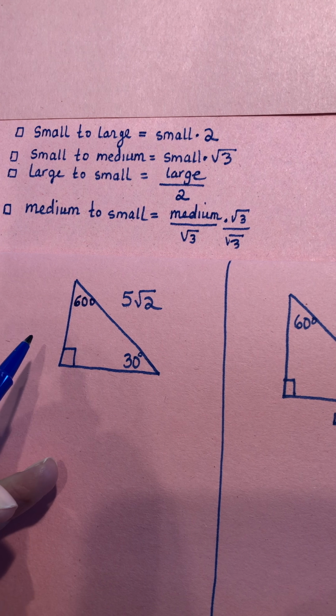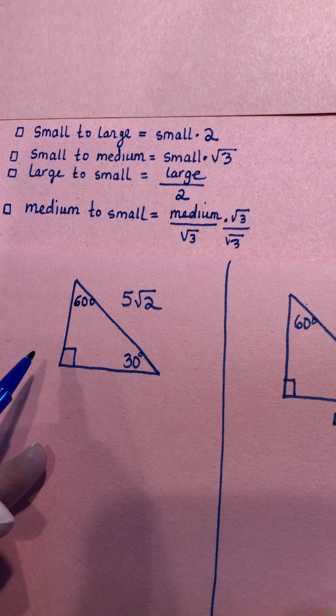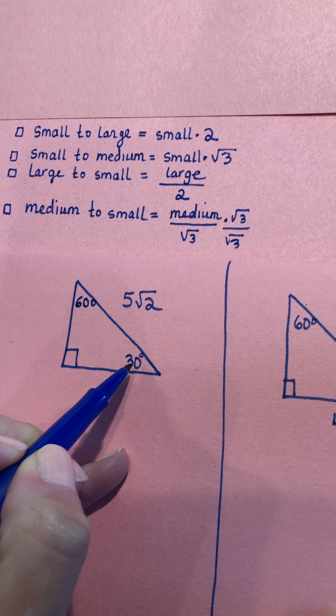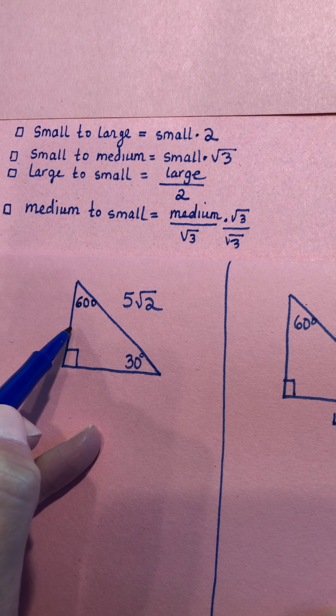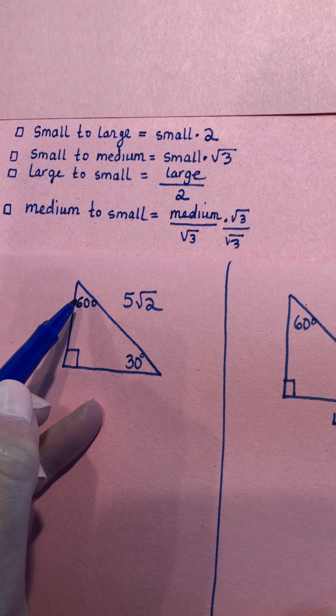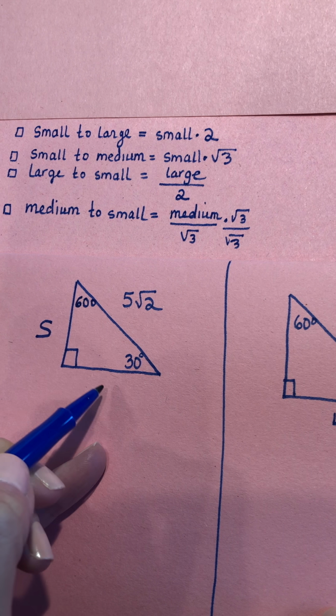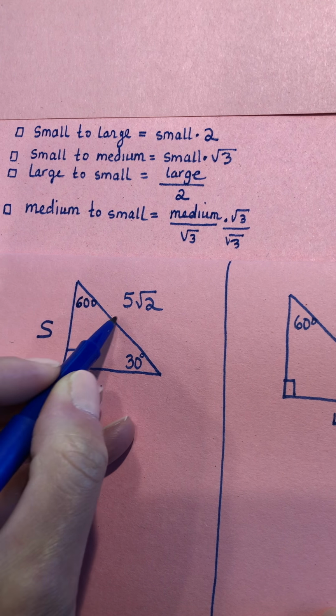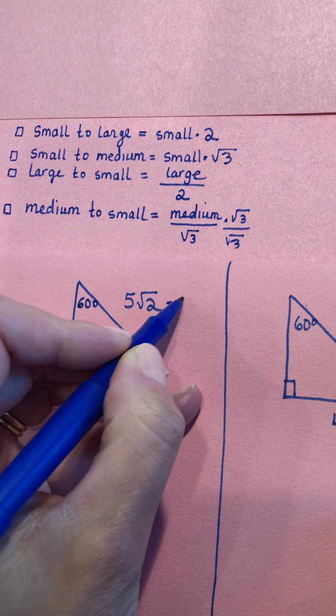The very next step is to clearly label all of your sides as small, medium, or large. The 30-degree angle is the smallest angle. That is across from the smallest side. So here's my small side. The 60-degree angle is my medium. So that's across from the medium side. And the 90-degree angle is across from the large side.